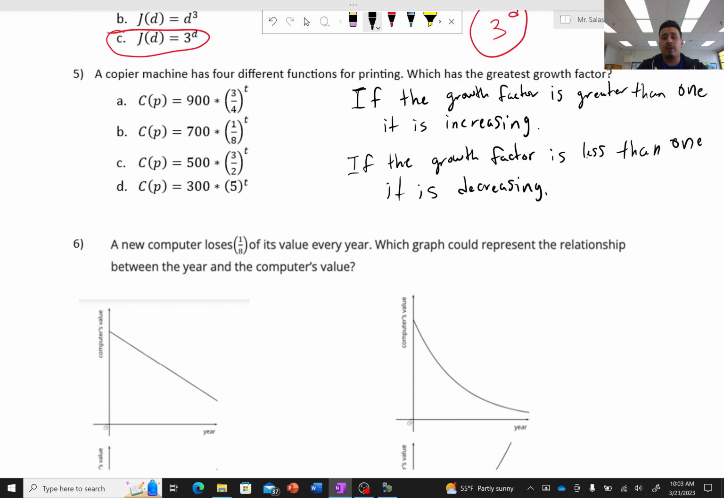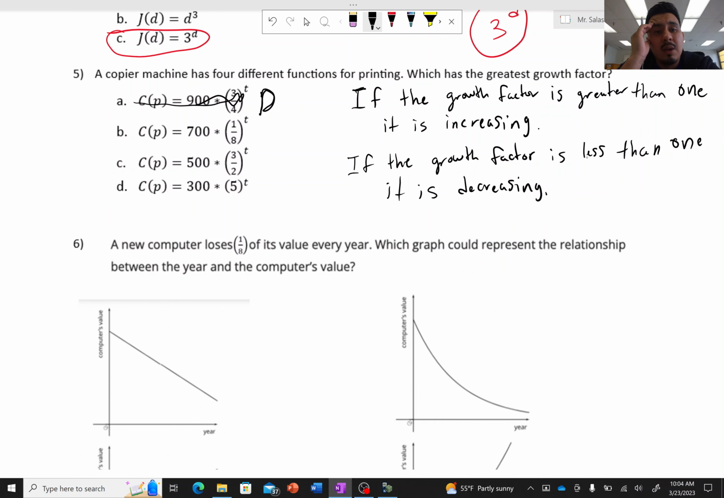So first of all, I want to know which one is the greatest or the biggest growth factor out of these 4 options. So let's see. First, I need to see the ones that are increasing, because if it's decreasing, that means it's going to be a low growth factor. So is 3 over 4 less than 1? 3 over 4 is less than 1. So that means this one's going to be decreasing. So I'm going to put a D for decreasing, okay? So this one cannot be it.